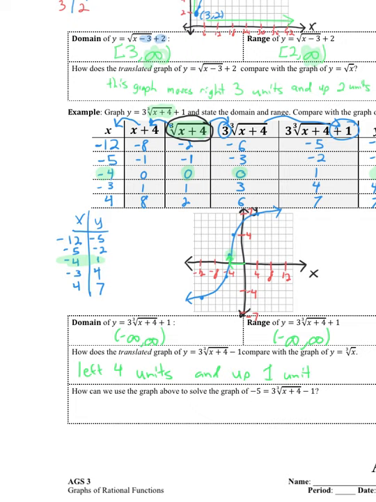Oh, just so you know, there's a little typo on my paper here. That should say +1, not -1, because that's the equation we were working with, +1, not -1 there. So this graph went to the left 4 units and then up 1 unit. That's what's going on here.